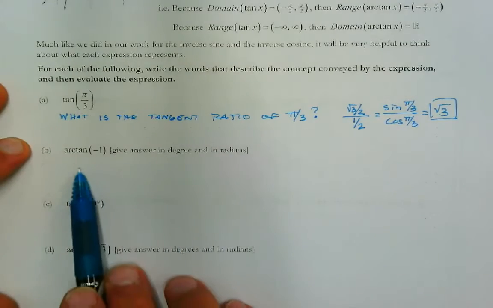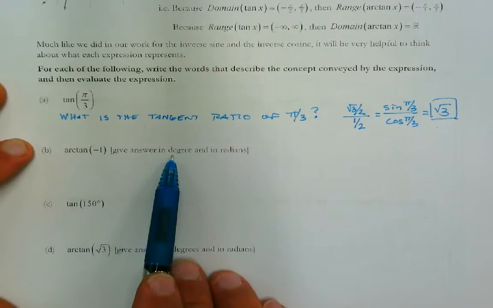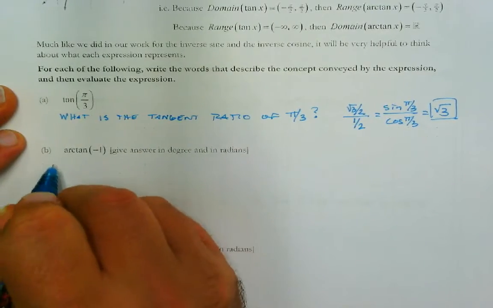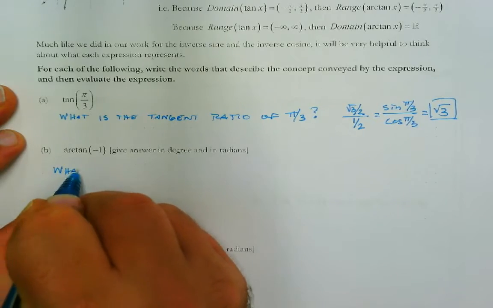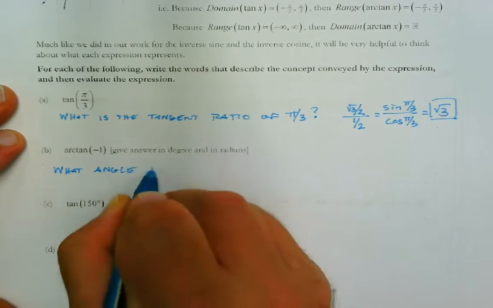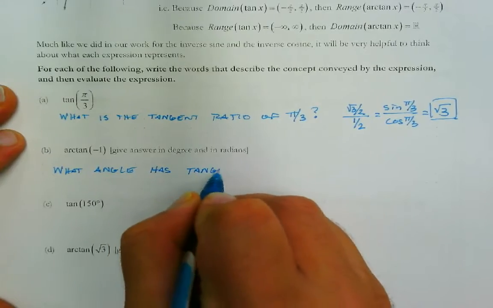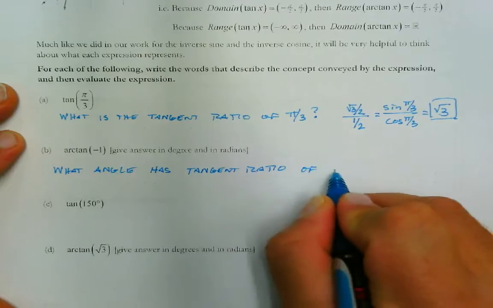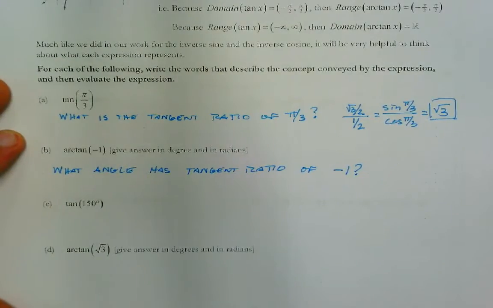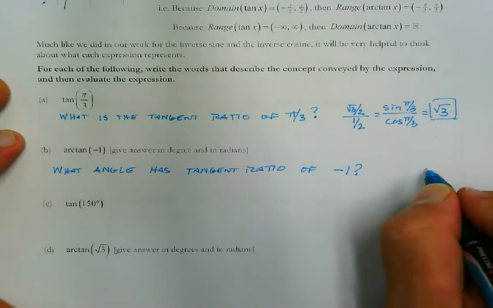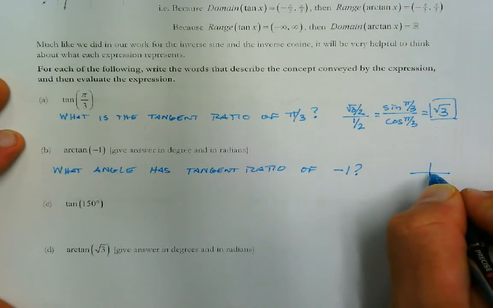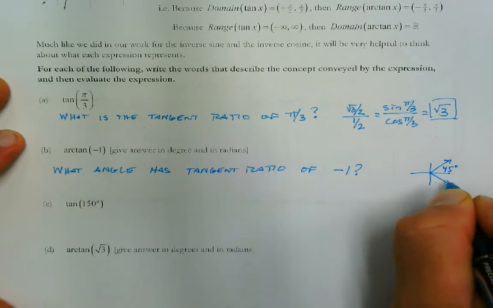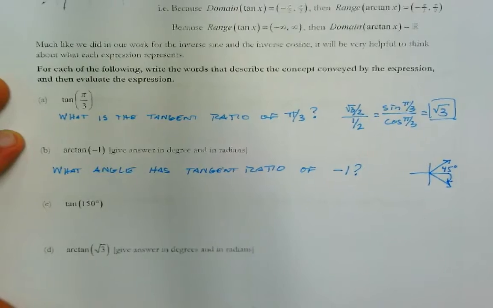Then the arctangent of negative 1. Give the answer in degrees and radians. The arctangent of negative 1, we could think of this as saying, what angle has tangent ratio of negative 1? Well, if we think about this, we know that our tangent ratio is positive 1 at 45 degrees, and it is negative 1 in that fourth quadrant.